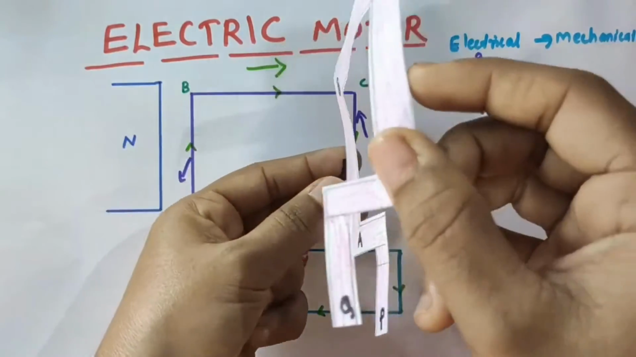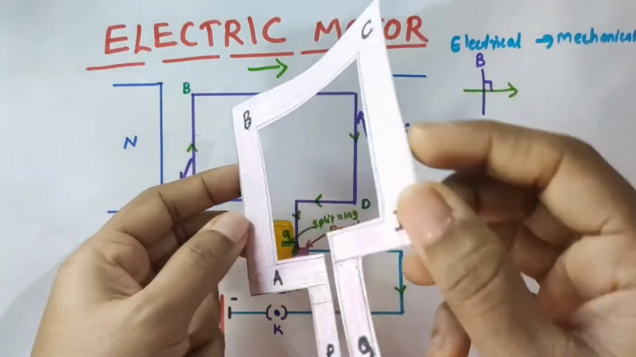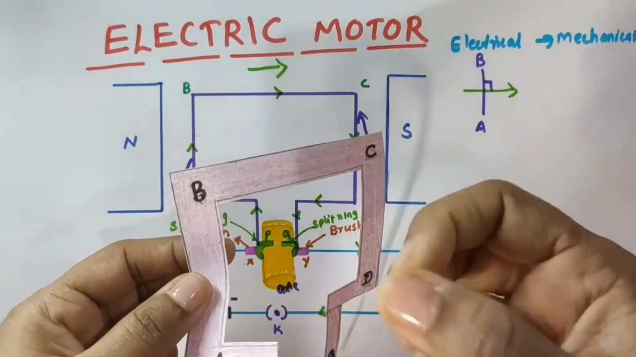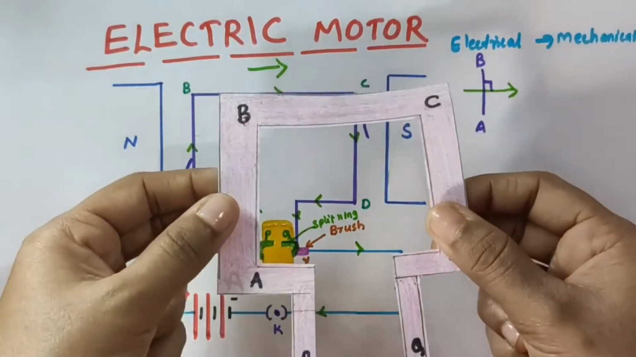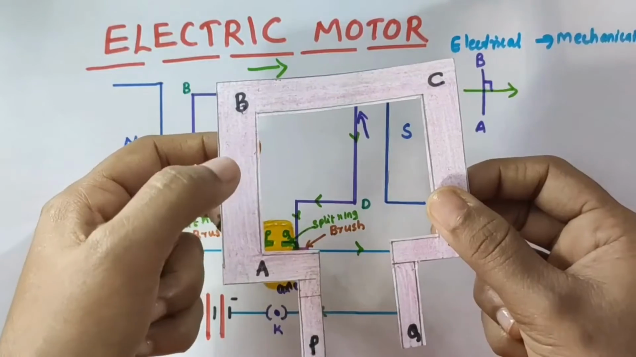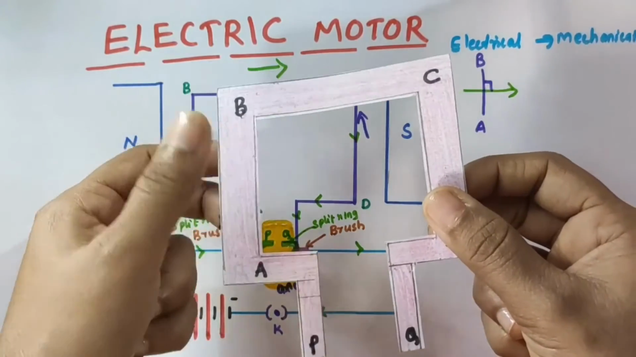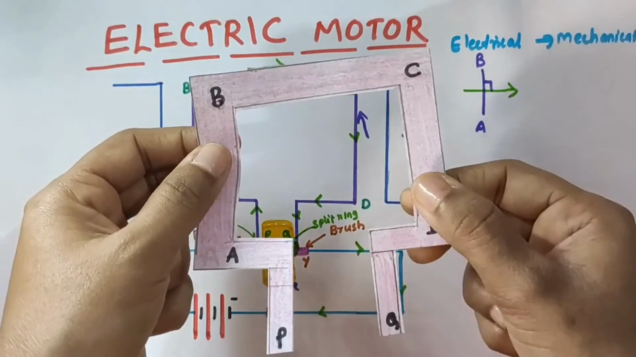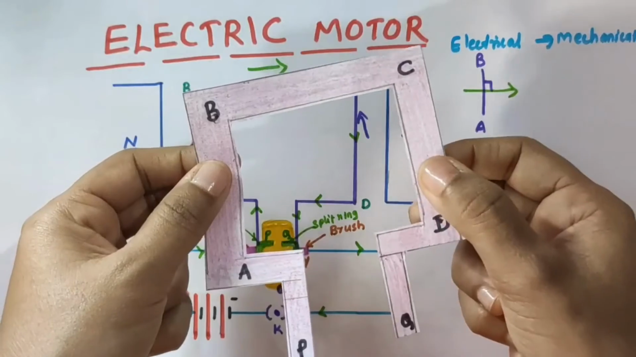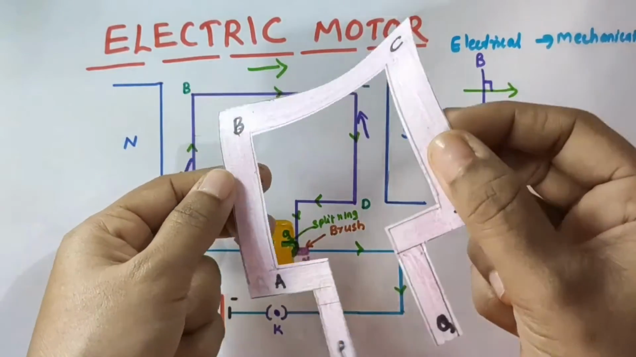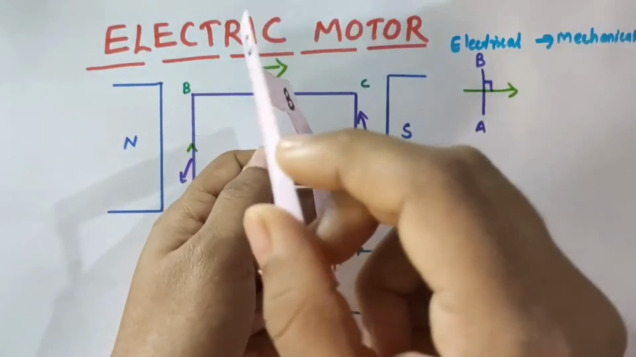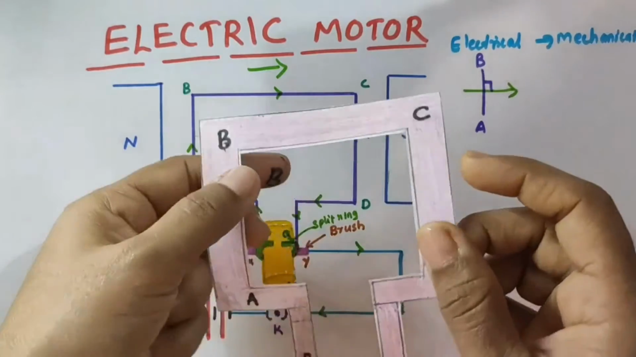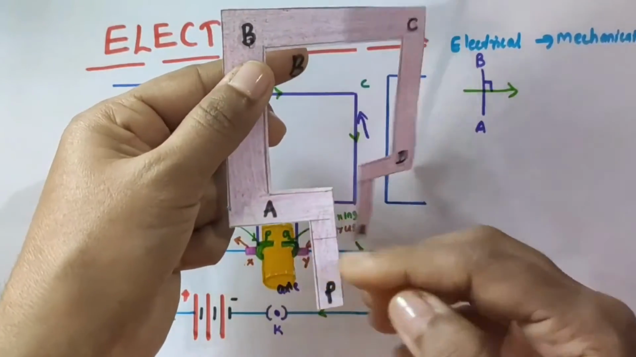So the rectangular coil ABCD, because of the current flowing in the magnetic field, starts rotating in one direction. AB will be pushed downward, and the force on CD will be in the upward direction. That force will push this arm upside. This is the overall result: the coil will rotate in the anti-clockwise direction. Not like the clock, it rotates anti-clockwise.